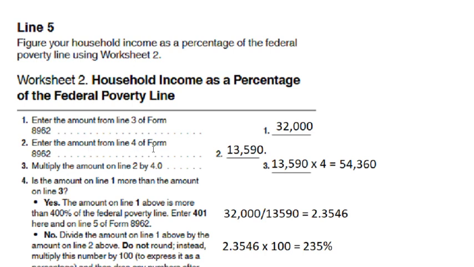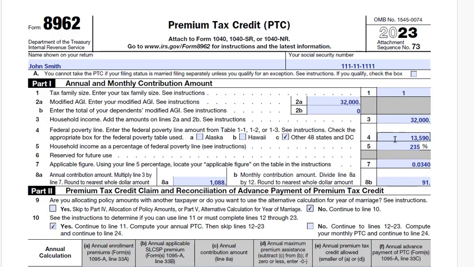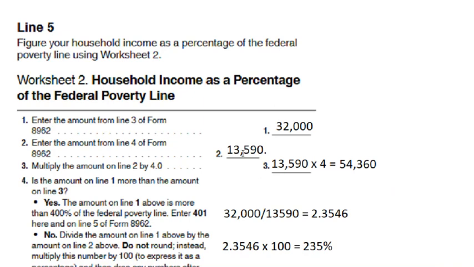And then here, go to Form 8962 and get the figure from line 4. Line 4 is 13,590. That's the federal poverty line. So we have 13,590. And then line 3, multiply line 2 by 4. So 13,590 times 4 is 54,360.